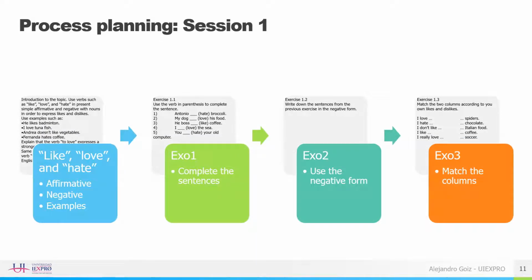For our first session, we will introduce the topic, showing our students the use of the verbs like, love, and hate in their affirmative and negative forms. Several examples will be used. We will go then to exercise number 1, where the student will be asked to complete the sentences using the correct conjugation for the proposed verbs.